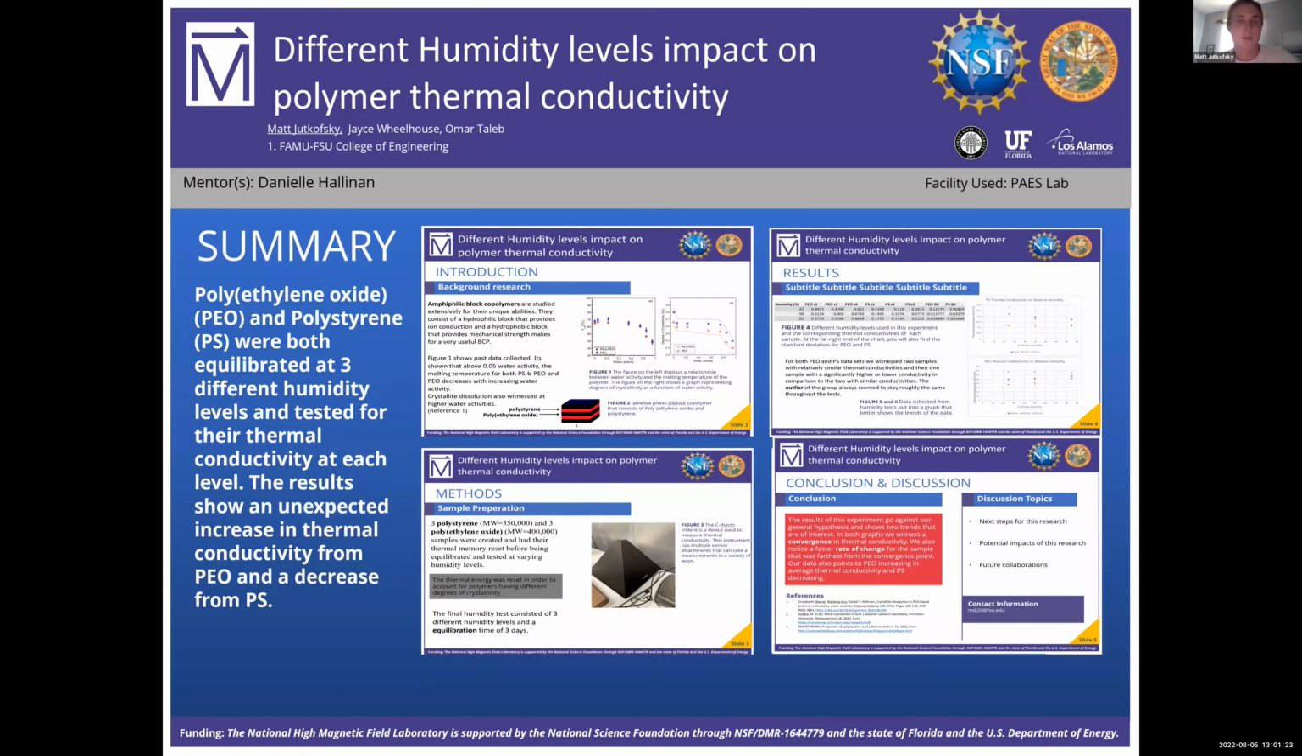Hi, everyone. My name is Matt Jutkofosky. I work at the Polymer Advanced Energy Sustainability Lab. This is my project titled Different Humidity Levels Affect Impact on Polymer Thermal Conductivity.